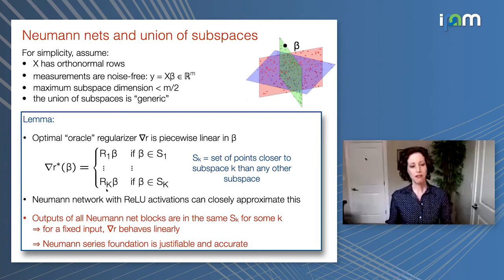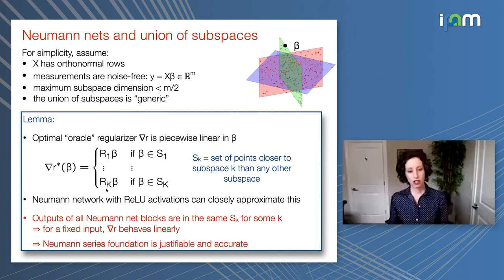If we were to build this Neumann network with ReLU activation units, then we can very closely approximate this piecewise linear structure. It's well known that ReLU networks output piecewise linear functions. And so the whole setting that we're using is consistent with this optimal regularizer.